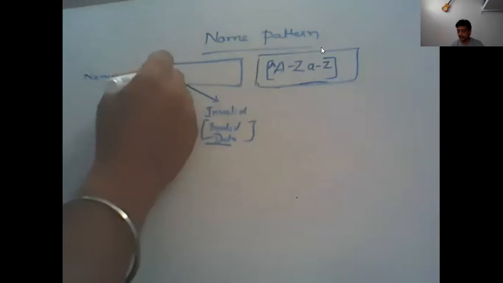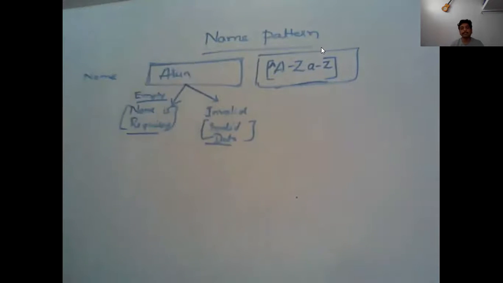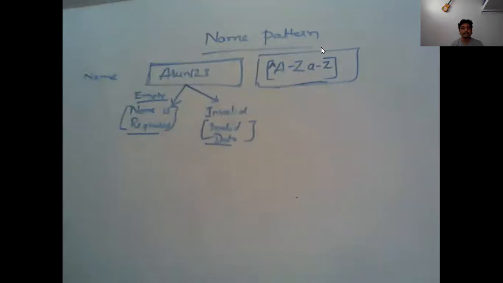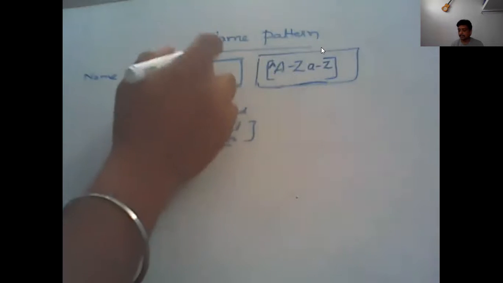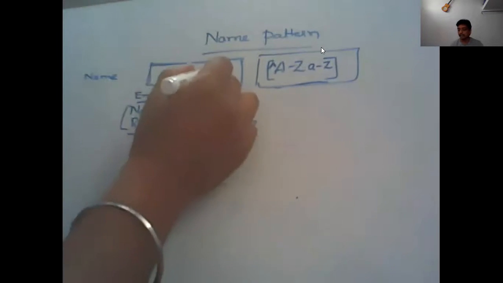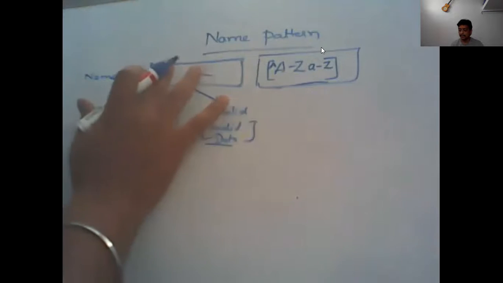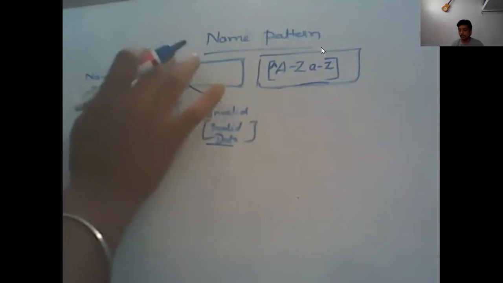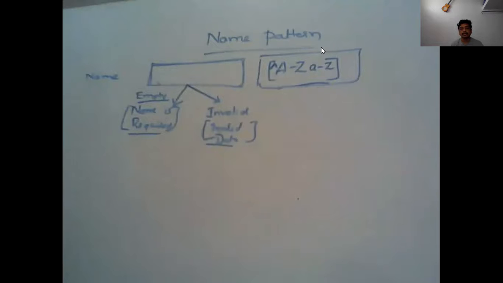If I write my name like this, then it is valid. If along with this I write 1 2 3, it is invalid. Or any special character, it is invalid. If I leave it empty, it is invalid. So all conditions should be checked. How should the code be written now? How to write the code?